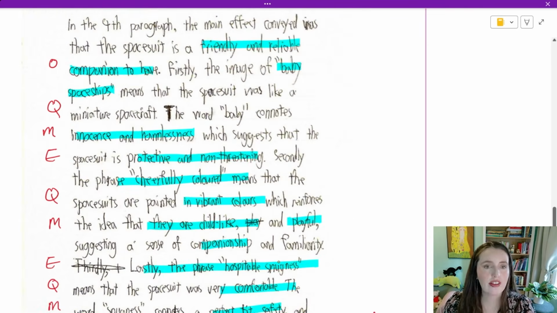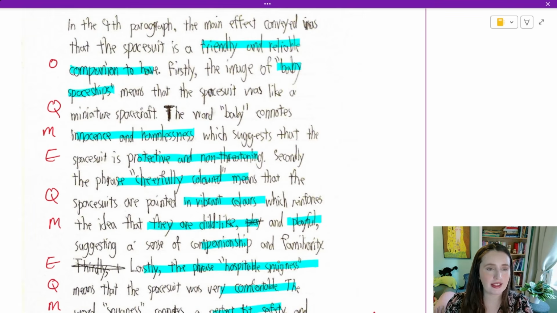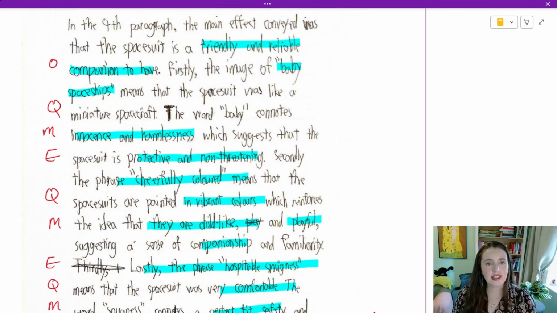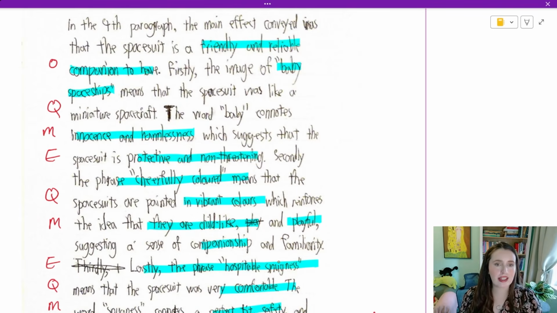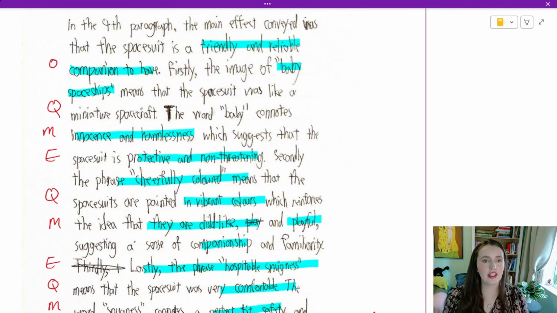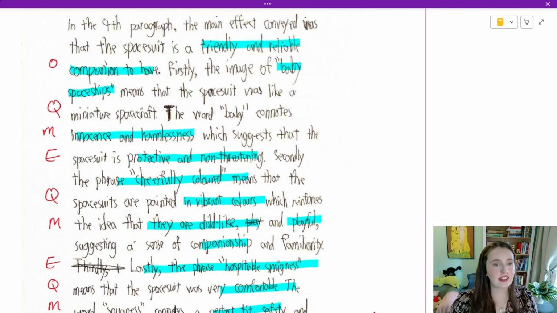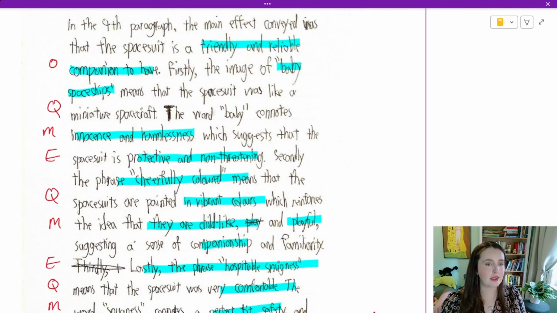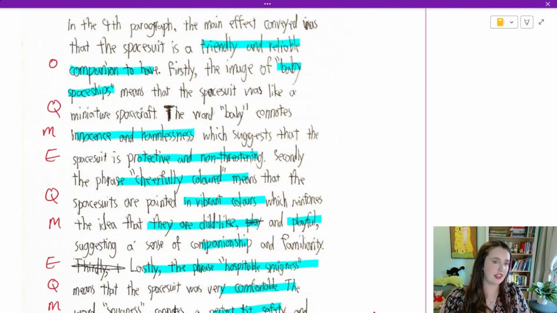In the 4th paragraph, the main effect conveyed was that the spacesuit is a friendly and reliable companion to have. Overall effect. Firstly, the image of "baby spaceships" means that the spacesuit was like a miniature spacecraft. Meaning, the word "baby" connotes innocence and harmlessness, which suggests that the spacesuit is protective and non-threatening. Effect. Innocent, harmless, protective, non-threatening.